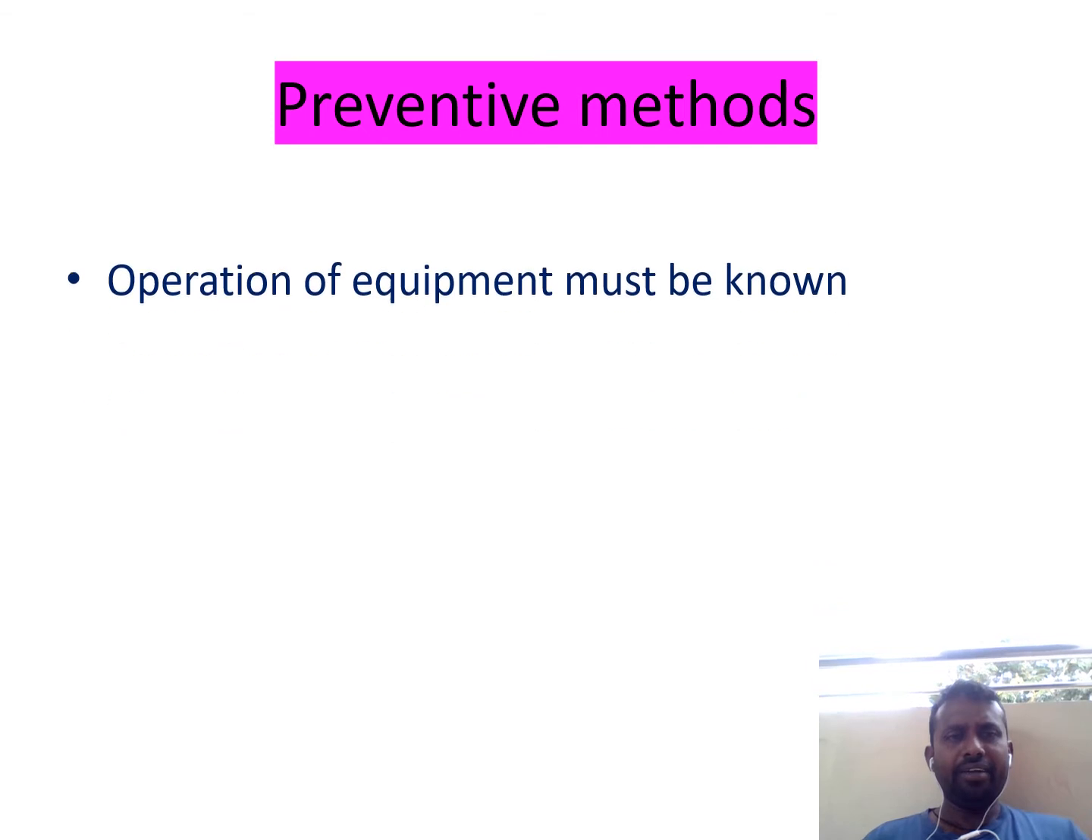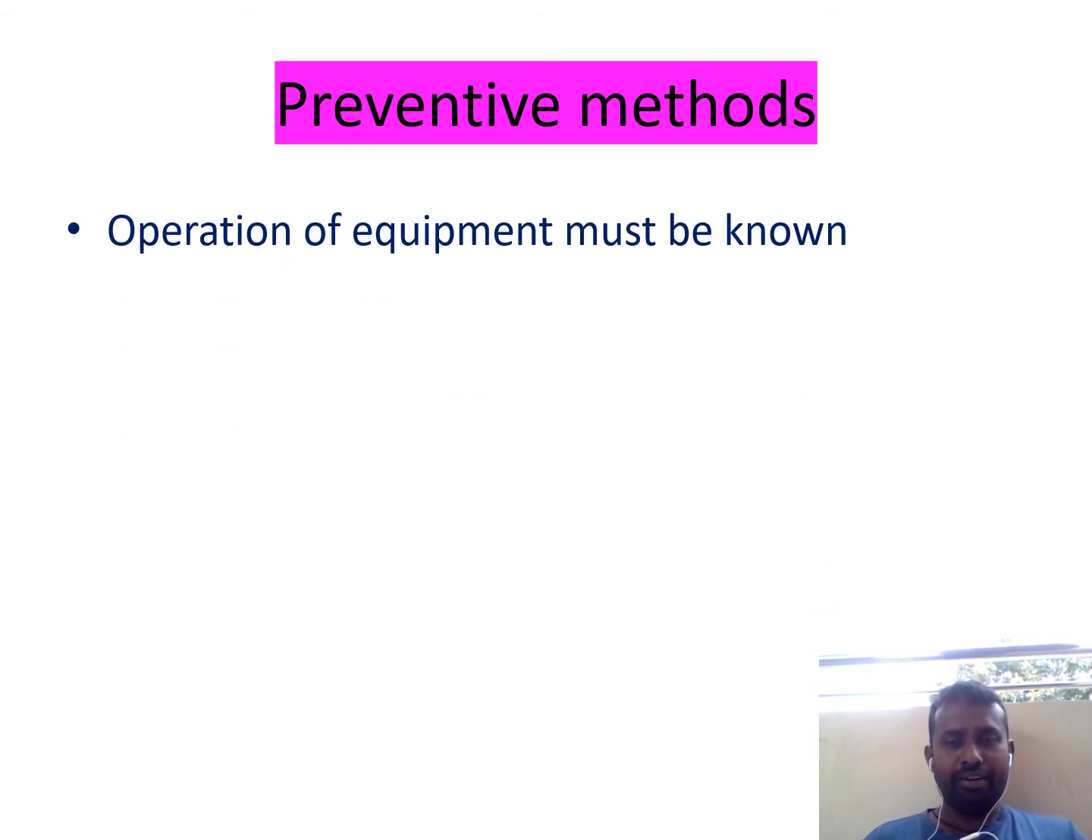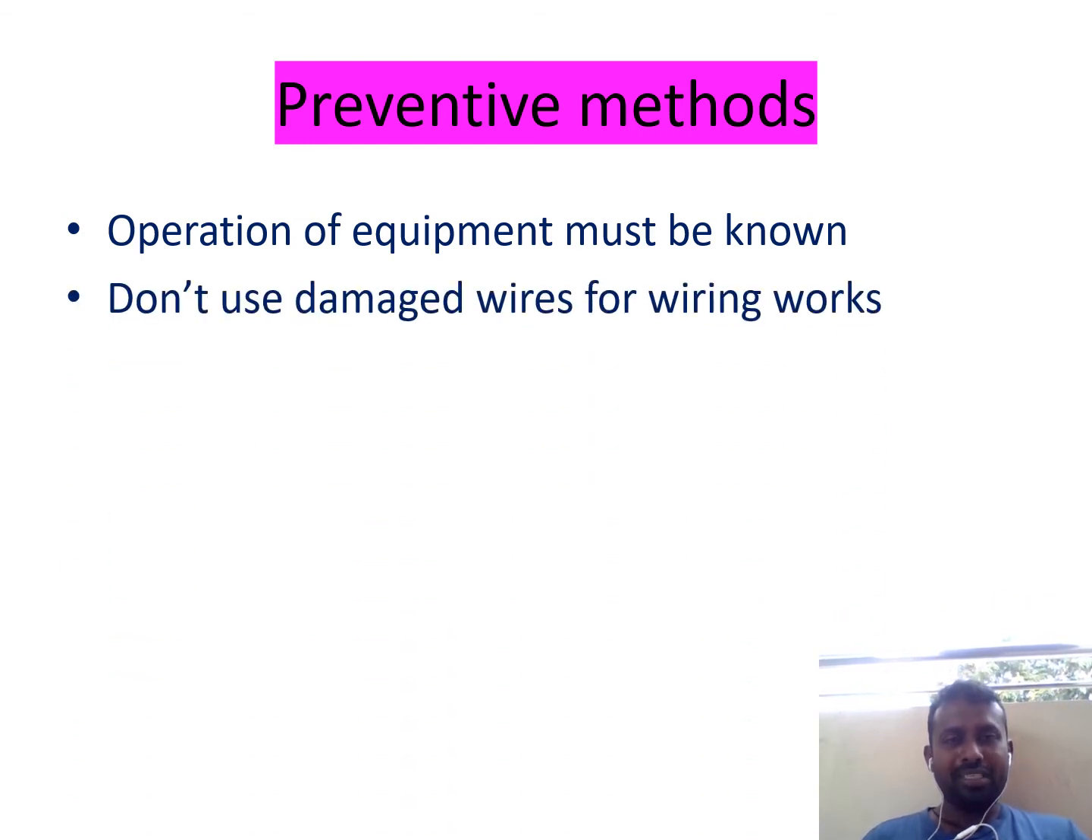And what are the preventive methods? The operation of the equipment must be known. One should know how equipment operates. Without knowing the operation of the equipment, you cannot operate it, because it is electrical with high voltages. Don't use damaged wire for wiring purposes. If you have some old wires at your homes or some damaged wires that you brought from some shops, you should not use such damaged wires for wiring systems.